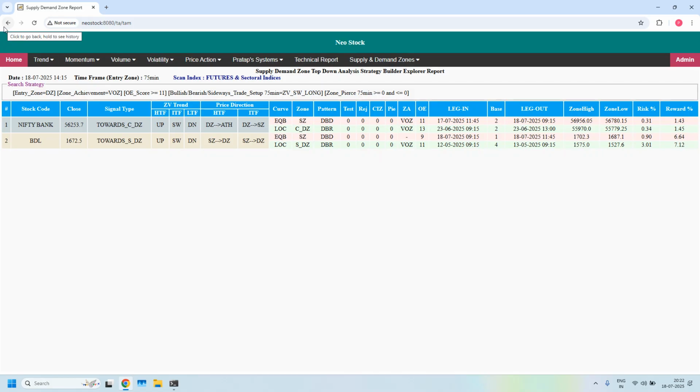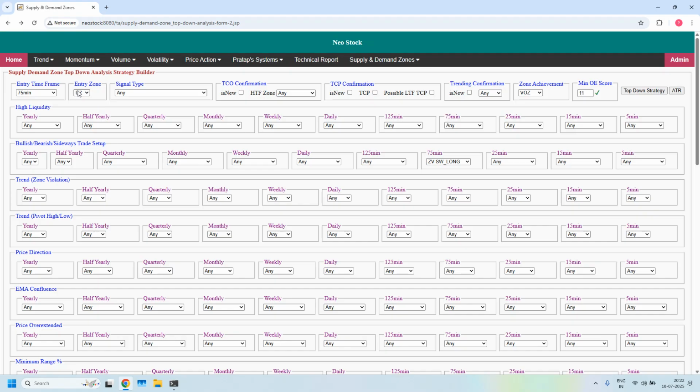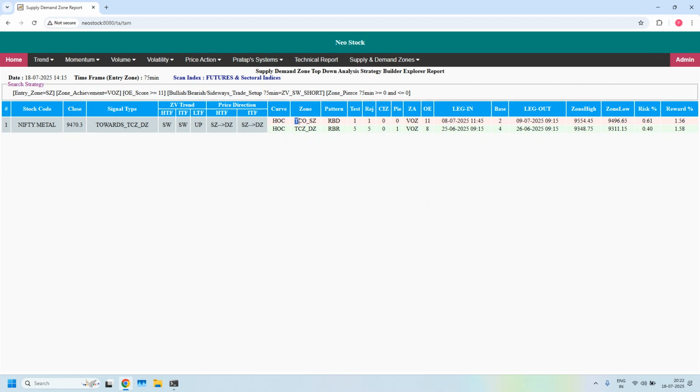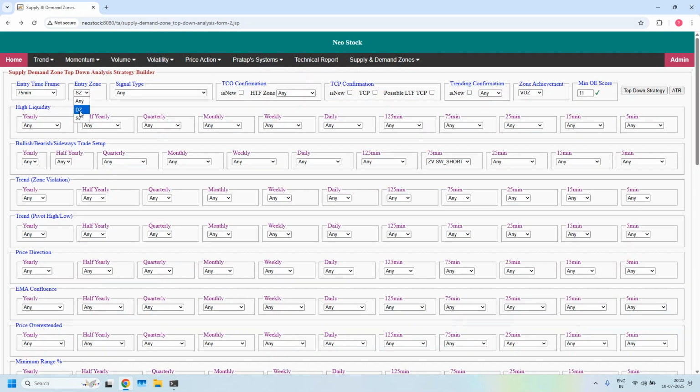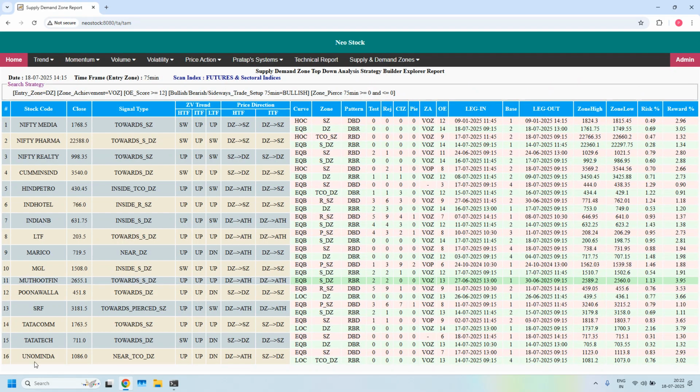Next, the sideways short trade setup for a weekly income trade, 75 minute supply zone and also sideways short. Let's filter. We got one stock, 75 minute supply zone entry time frame. Next, the bullish trade setup for a weekly income trade, 75 minutes demand zone, here bullish, and also minimum odd enhanced score 12. We got 16 stocks. Entry time frame zones are 75 minutes demand zones in all these stocks.